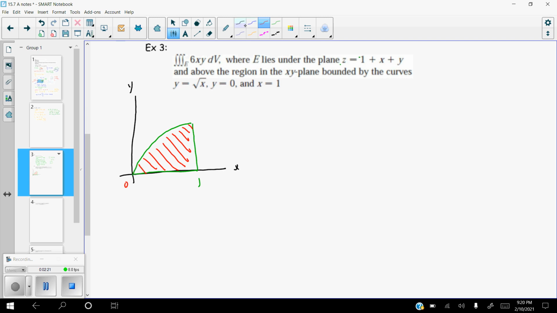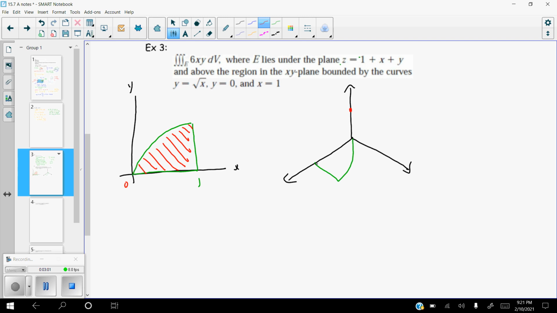So let's take a look at what this thing looks like three-dimensionally. I'm not going to do the best sketch ever here, but let's see. In the xy plane, this thing looks like this because that's the square root function out to x equals 1 and then over like that. And then it's beneath this plane, z equals 1 plus x plus y. So I do know that if x and y are 0, the z-intercept is going to be at 1. So we'll say that's our z-intercept there at 1.